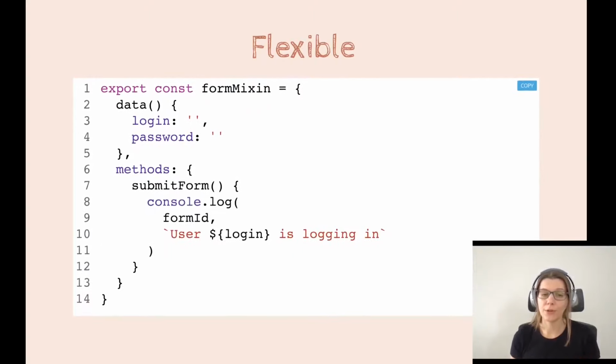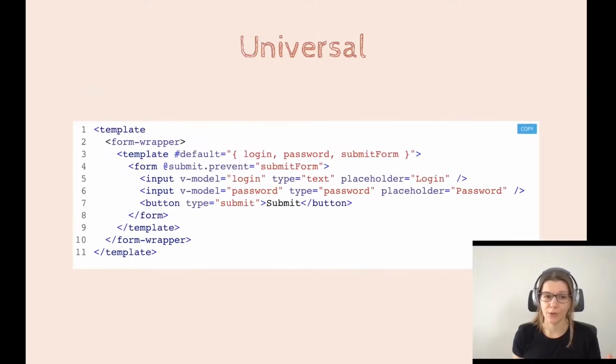Imagine if I also want to console log a form ID, and this form ID would be passed from the parent component as a prop or parameter or somehow else. I cannot do this with a mixin. I would need to create a data property and rely in the mixin on this data property in the parent component, which is really fragile. So mixins are not flexible. We cannot customize a mixin when it's already created. I have another option, also with Options API, and even in Vue 2.